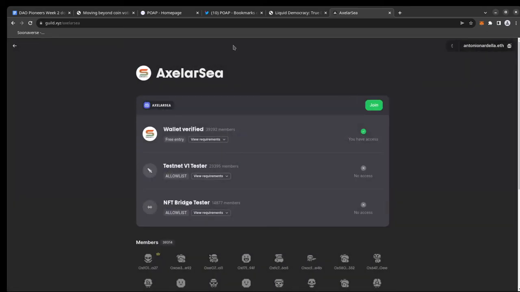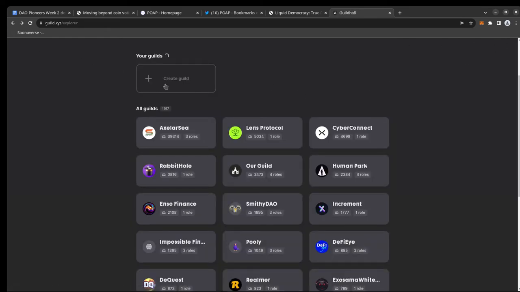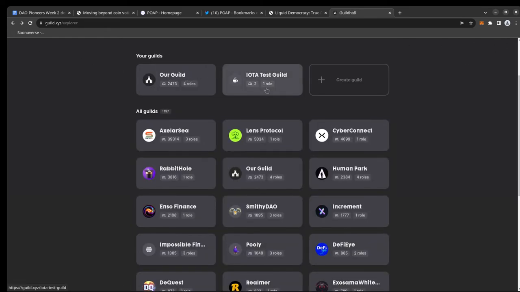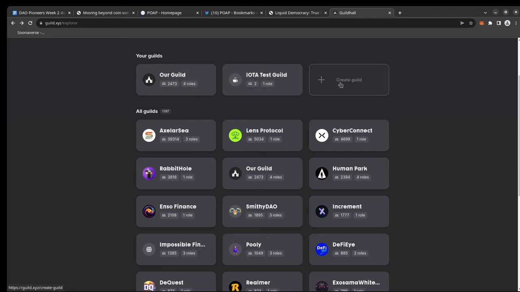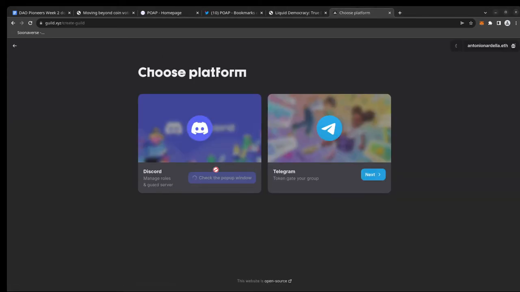I should actually have my own guild here, which I tested myself, of course, which is the IOTA test guild, where I created a POAP in 2021. So this is, of course, some time ago, and only by holding this POAP you can access it. They have this really neat system, which I would love to see also applied to IOTA one way or the other.